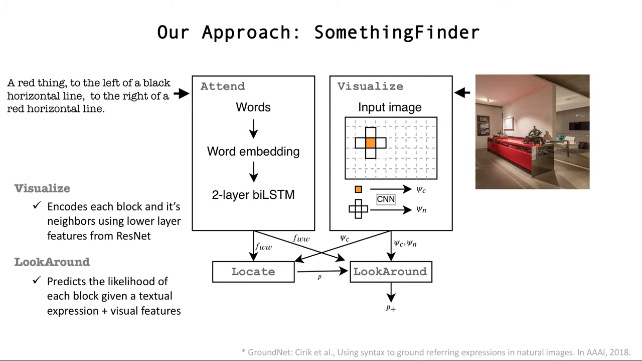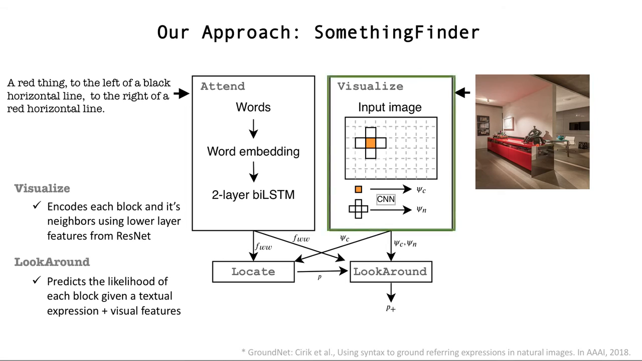Now, let's briefly go over our approach, SomethingFinder. The simplified diagram shows four major modules structured into our architecture. While the modules attend and locate are mostly inherited from GroundNet by Hu et al., we have newly devised the modules visualize and lookaround.